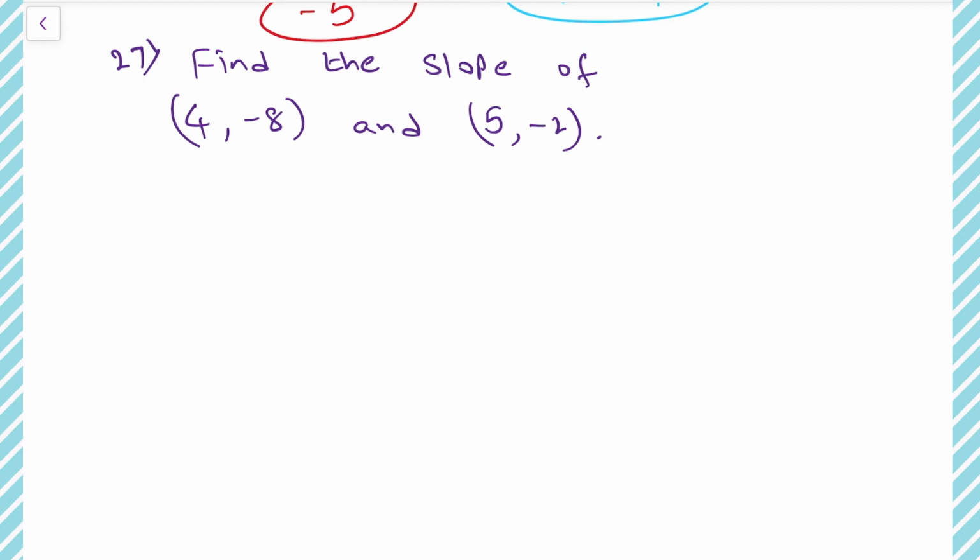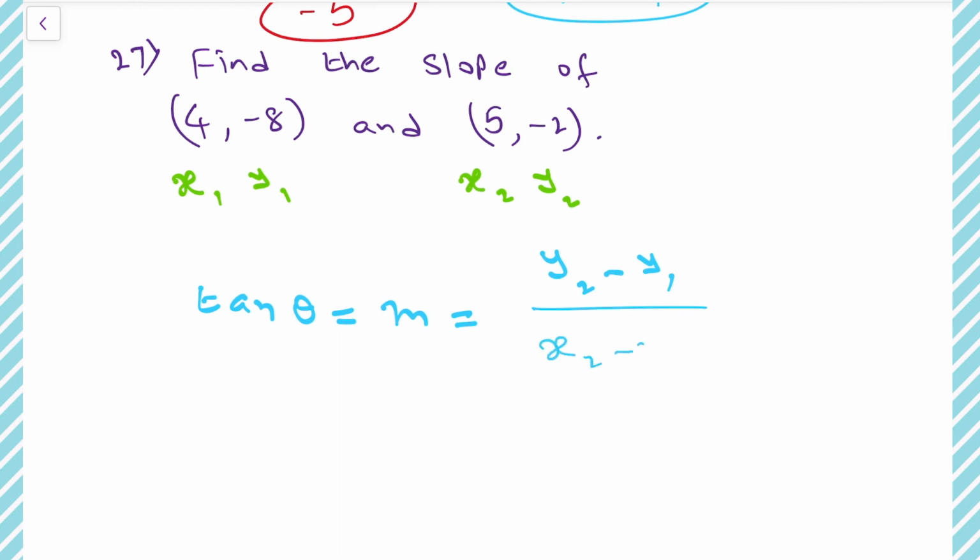Find the slope of the given points (4, minus 8) and (5, minus 2). So here these 2 points together will form a line. That line's slope we need to find out. This again, as usual, I am taking as x1, y1 and this as x2, y2. What is the slope formula? Slope can be represented with tan theta, otherwise with the alphabet m also. So the slope formula is (y2 minus y1) divided by (x2 minus x1). Here y2 is minus 2 minus y1 is minus 8, by x2 is 5 minus x1 is 4.